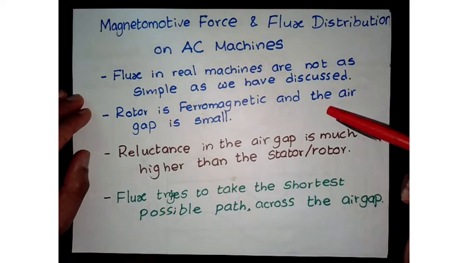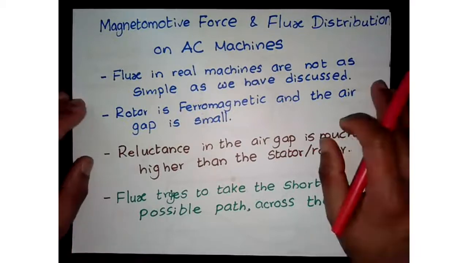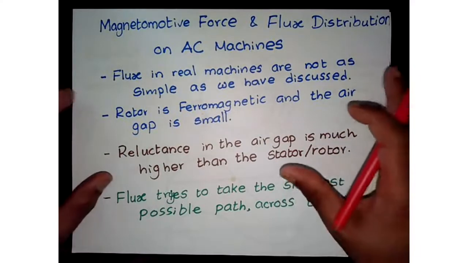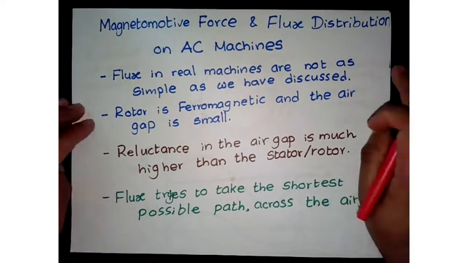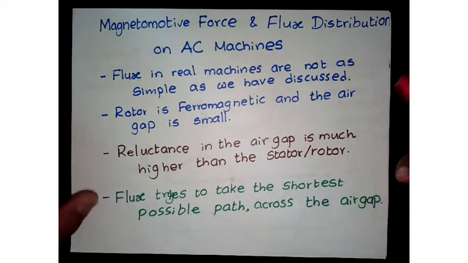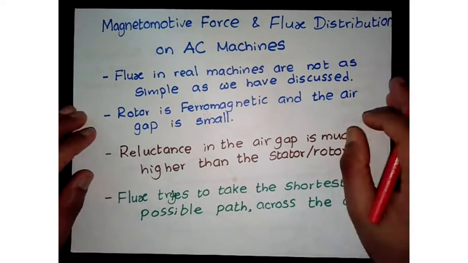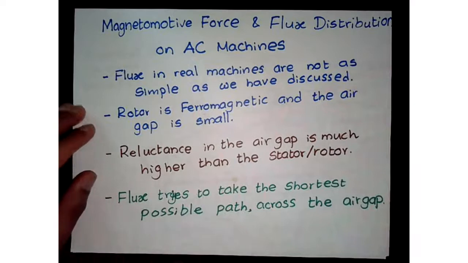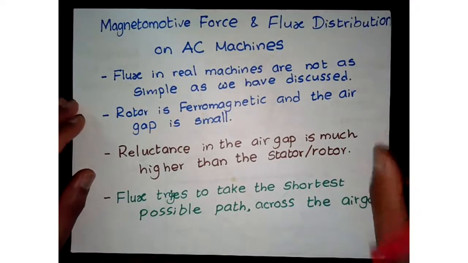Now, the rotor is made up of ferromagnetic material, and of course, we're going to see an air gap between the rotor and the stator. Depending on the size of the machine, depending on the amount of energy it needs to transfer, that air gap will vary. Given the permeability of air with respect to ferromagnetic material, the reluctance is going to be much higher in the air. So because of that high reluctance, flux will try to take the shortest path through the material or through the air gap.